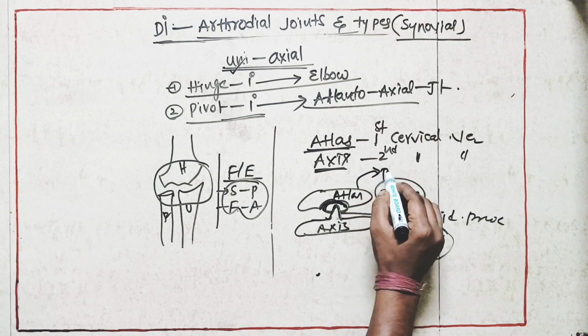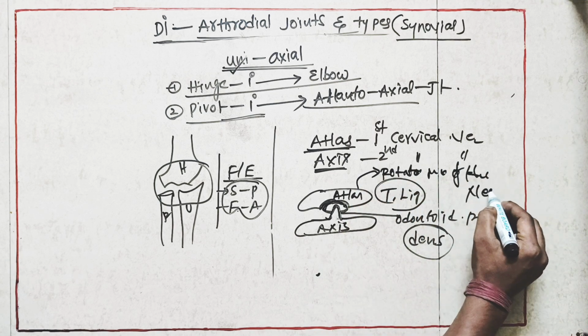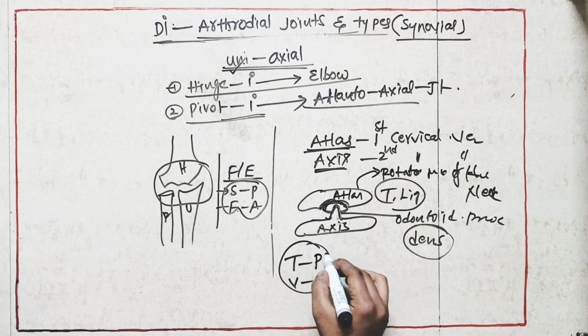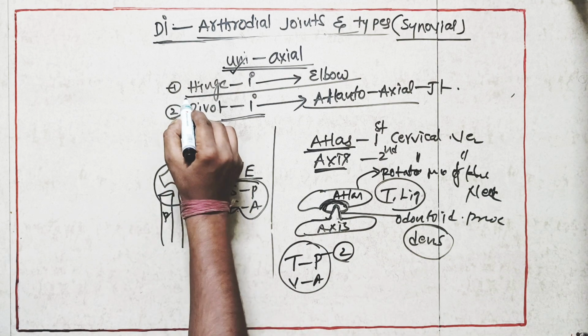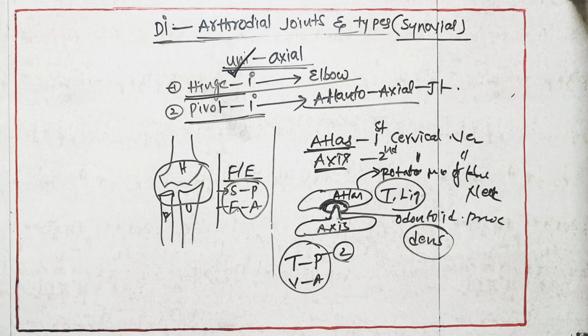This creates the rotatory movement of the neck. The rotation happens in the transverse plane and vertical axis. Here also only two movements are possible. So hinge joint and pivot joint are the examples for the uniaxial joints.